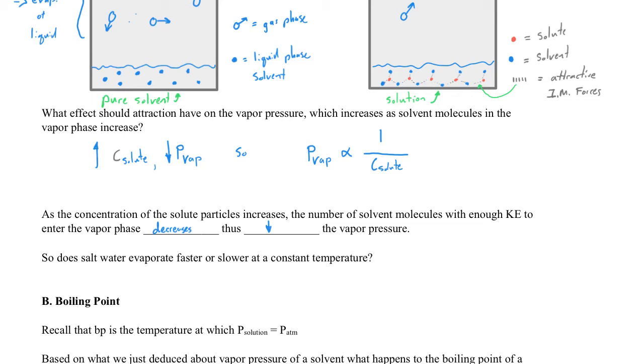So vapor pressure is a colligative property because it depends on the concentration of a solute. When the concentration of the solute goes up, the vapor pressure goes down. They're inversely proportional to one another. So, does salt water evaporate faster or slower at a constant temperature compared to regular water? That's right, it evaporates slower. That's because salt water has a lower vapor pressure as the result of an increase in the concentration of the solute, that being salt.